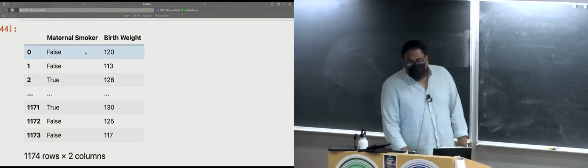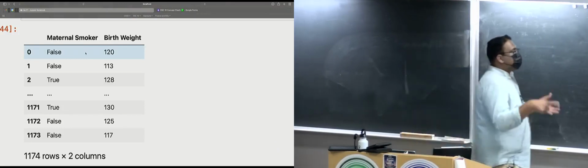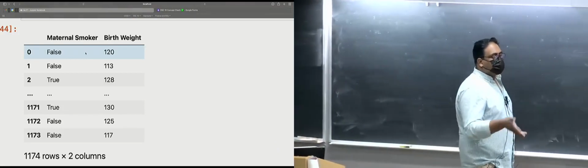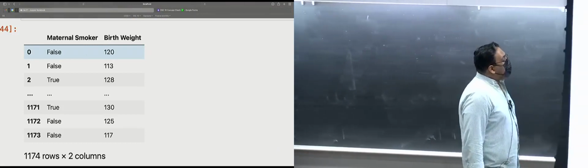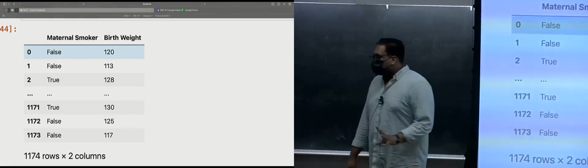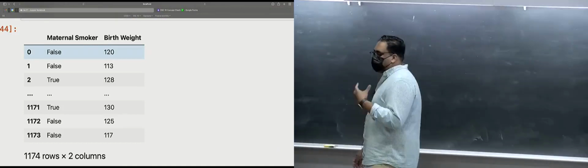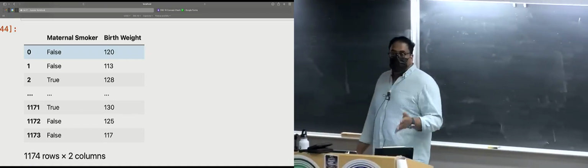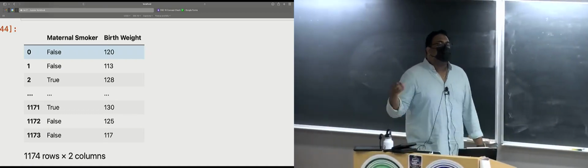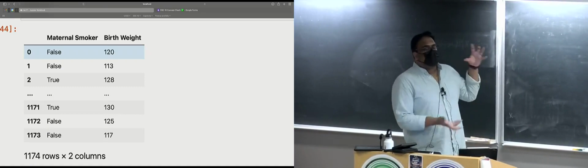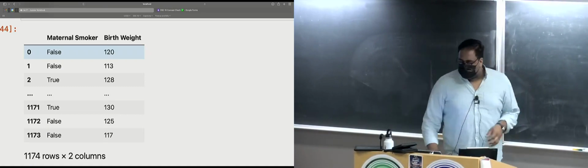We have whether or not their mother smoked while pregnant, so that's maternal smoker. True is they smoked, false is they didn't. And we have their birth weight in ounces. Now, ounces are not that intuitive of a metric to me, but 100 ounces is equal to 6.25 pounds. Okay, so that'll help you calibrate what these values mean.